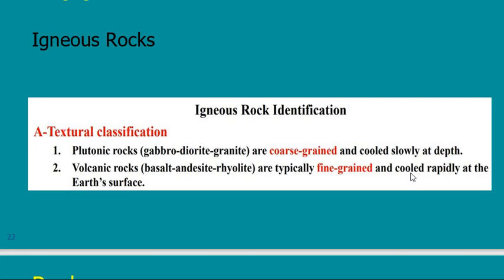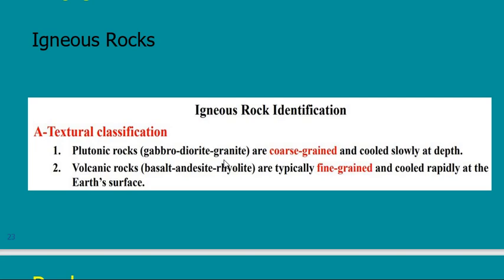Why is it important? Because when something cools slowly, the grains are big and it will be stronger. But when something cools rapidly, the grains will be fine and it will be softer than the other. So this is important for me. That's why they tell you here: gabbro, diorite, granite. We all know that granite is granite. This is a very strong material.